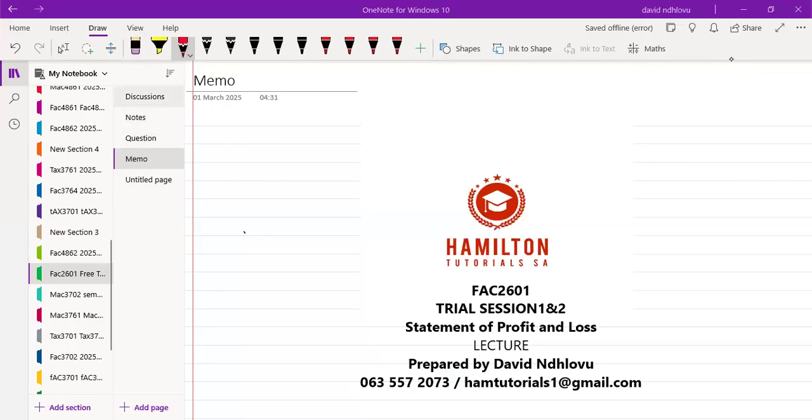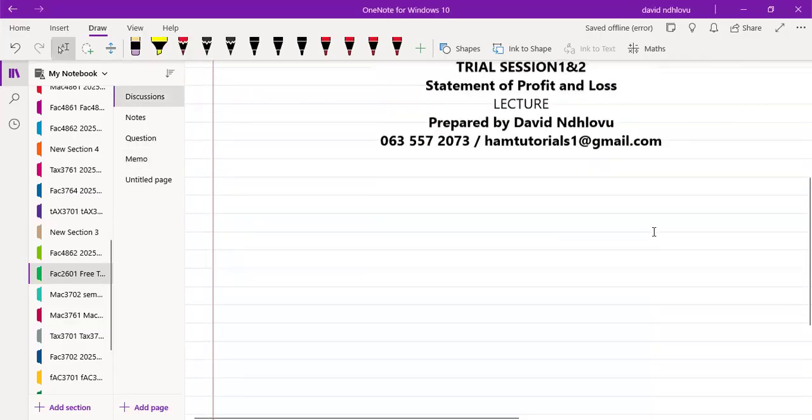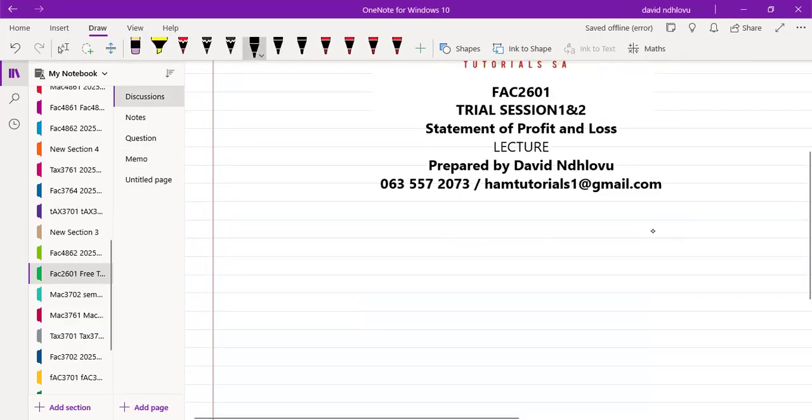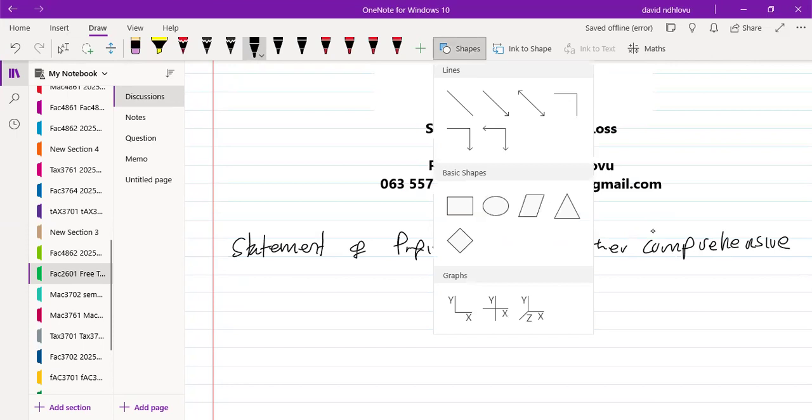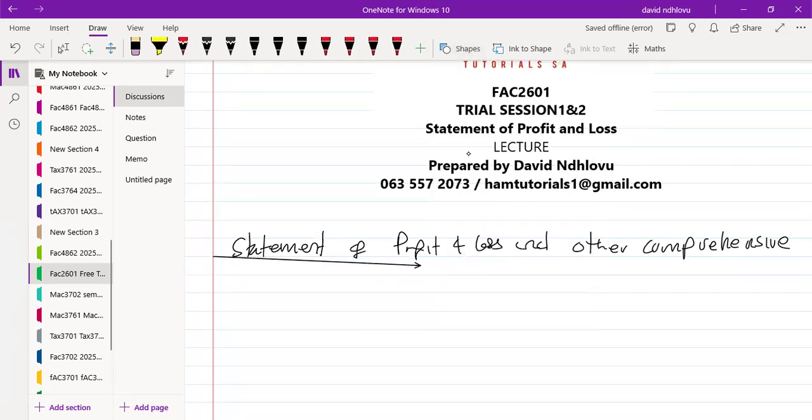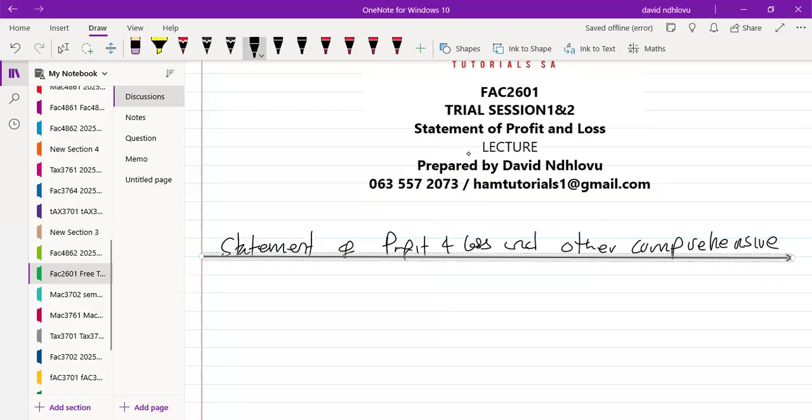Right, so let me recap a little bit on the statement of profit and loss from the work that was done. The statement of profit and loss and other comprehensive income. There is a difference in how we compile the statement from the previous level. The statement of profit and loss is made up of the following.